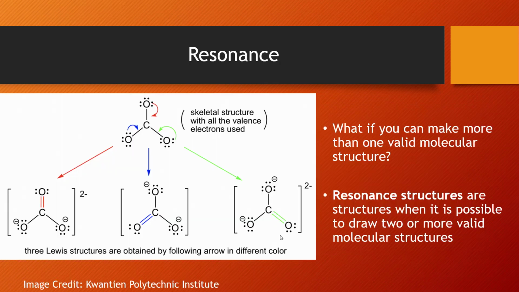Now, resonance. Here's another interesting thing. You can draw 3 different structures for this, well, carbon trioxide. Yeah, it's kind of an odd molecule, but there are better examples later. You can make more than one of these. In each of those answers, you have 2 negative charges and you have carbon with 4 bonds. All 3 of these are correct answers, and honestly, they all kind of look the same. A resonance structure is when it's possible to draw 2 or more valid molecular structures. And you can draw both of them, and they're both equally valid.